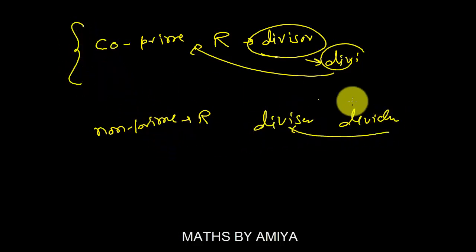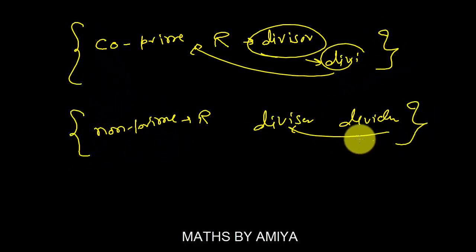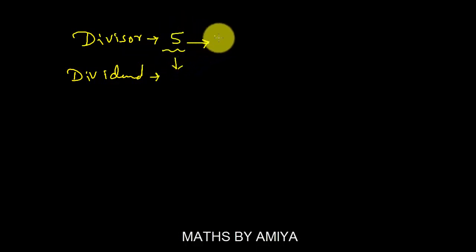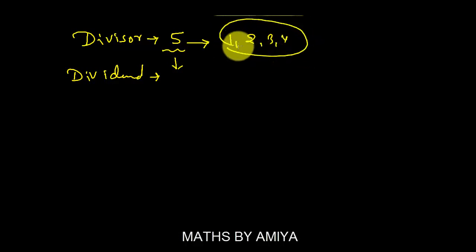This is the most important thing to start our concept of cyclicity. Co-prime divisor and dividend gives co-prime remainder. Non-co-prime divisor and dividend gives non-co-prime remainder. Consider 5 as the divisor and the dividend as any number which is co-prime to 5. We know the co-primes of 5 less than 5 are nothing but 1, 2, 3, 4. Can we say there are 4 co-primes less than 5?